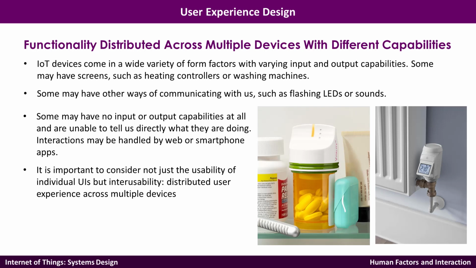In such situations, we will need to depend on web or smartphone applications to interact with these devices. Therefore, overall, we need to think about not just the usability of an individual user interface, but the interusability: how users might be interacting with the IoT system across different components of the IoT system. For example, a user might be interacting with the smart pill bottle at some point, and at other points they may also interact with the mobile application that is dedicated to provide certain functionalities related to the pill bottle.